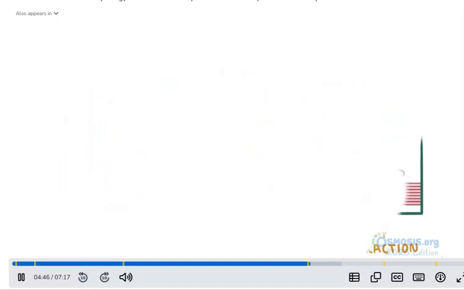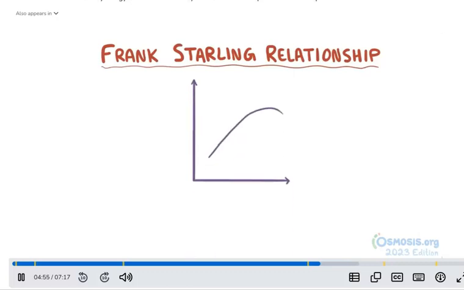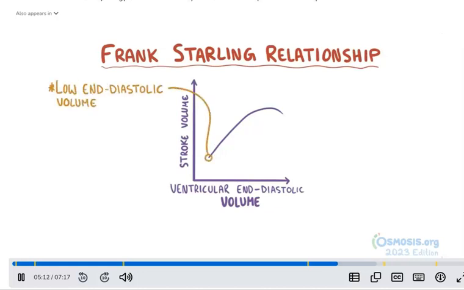Now that we've seen the relationship between length of the sarcomeres and tension during contraction and systole, let's look at the Frank-Starling relationship. This can also be plotted onto a similar graph, with the ventricular end-diastolic volume on the x-axis, and the stroke volume, which is the volume of blood pumped out by the ventricle with each heartbeat, on the y-axis. So at the start of the curve, near the bottom left-hand corner, we have a low end-diastolic volume, meaning very little blood in the ventricle at the end of diastole.